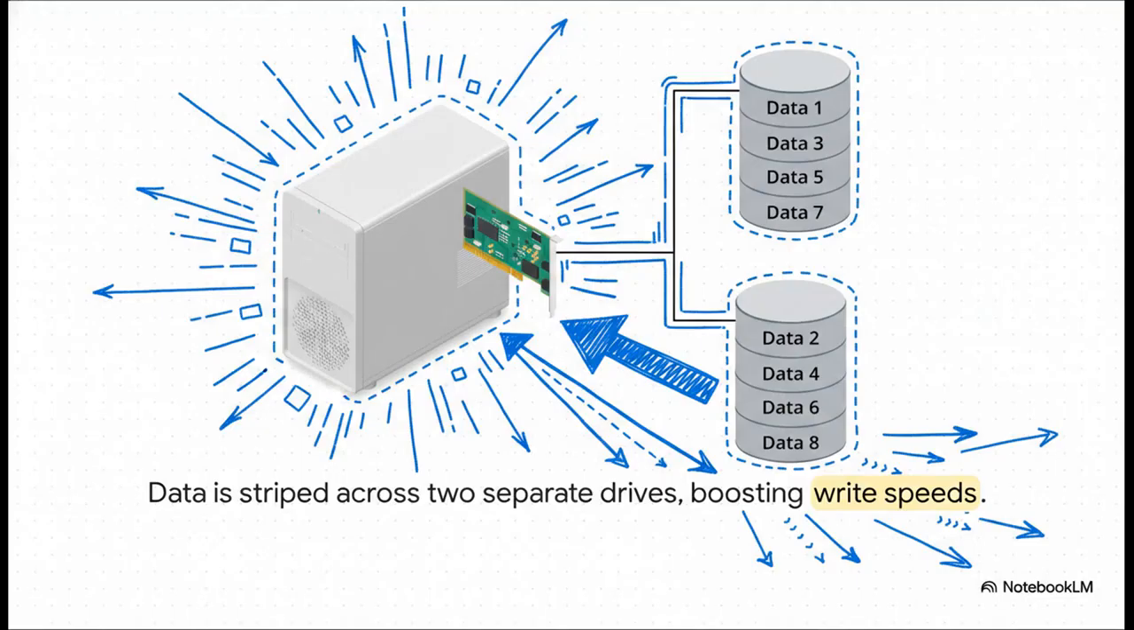And here's what that actually looks like. The system takes your data and splits it into blocks. So the odd-numbered blocks, 1, 3, 5, 7, they go to the first drive. And at the exact same time, the even blocks, 2, 4, 6, 8, go to the second drive. By writing to two drives at once, you literally double your performance.